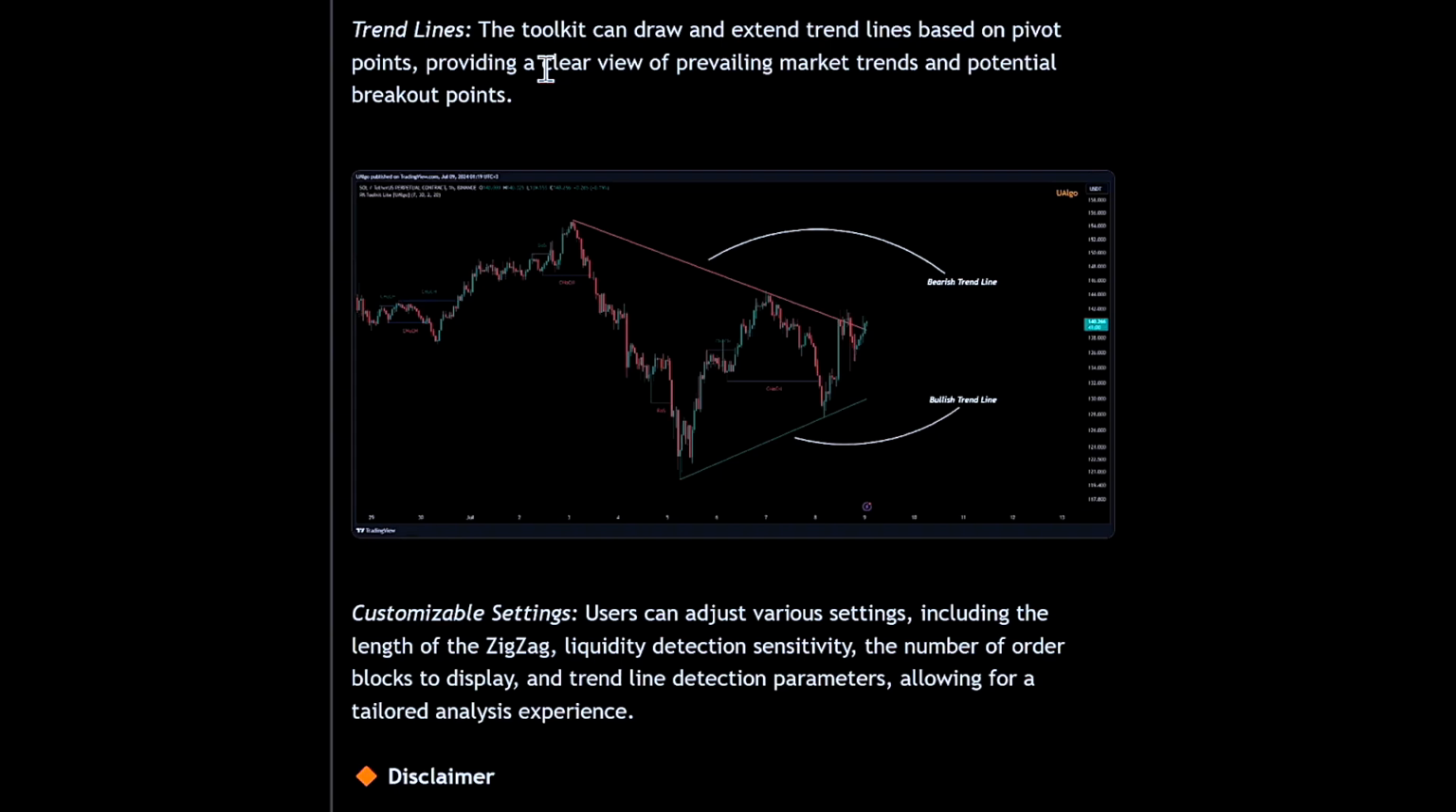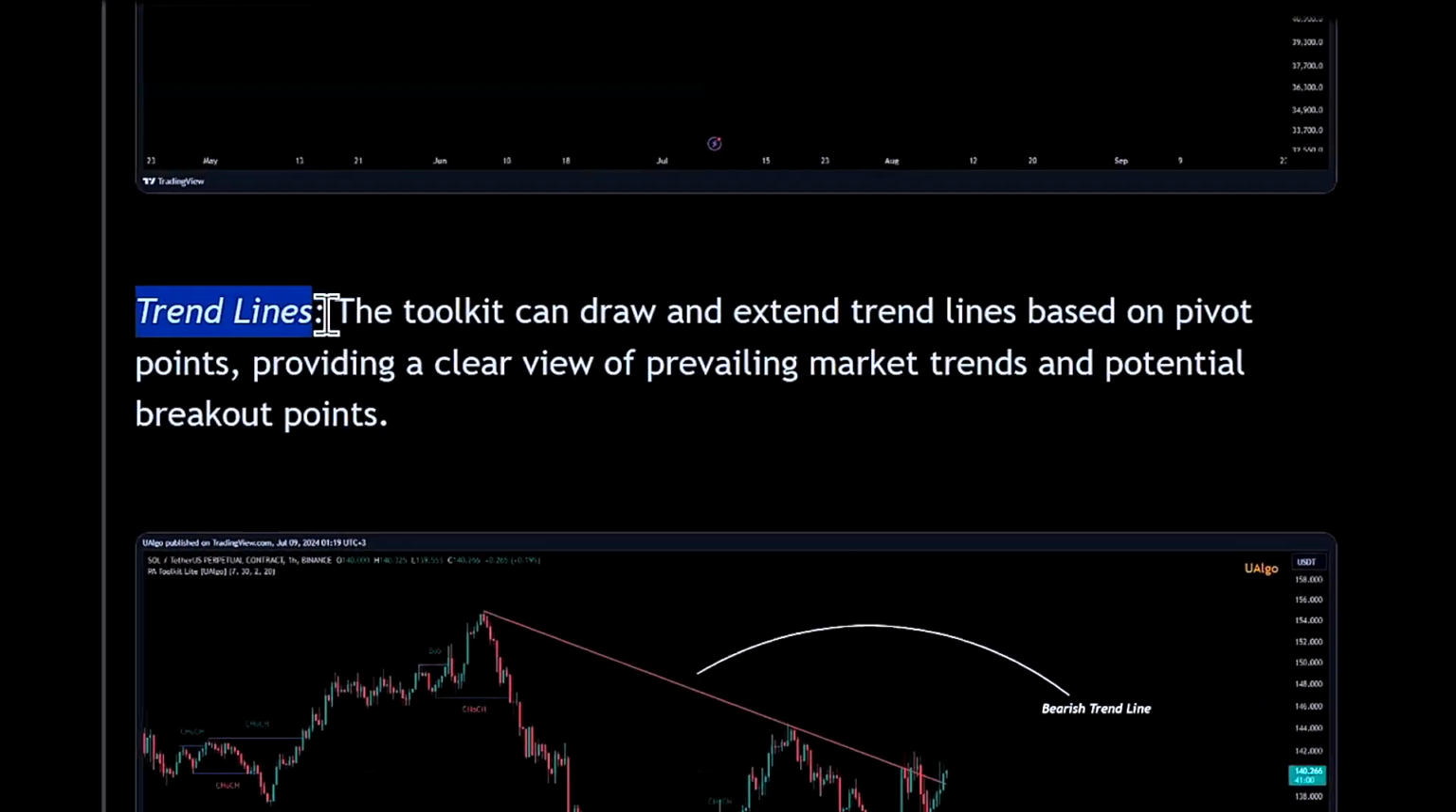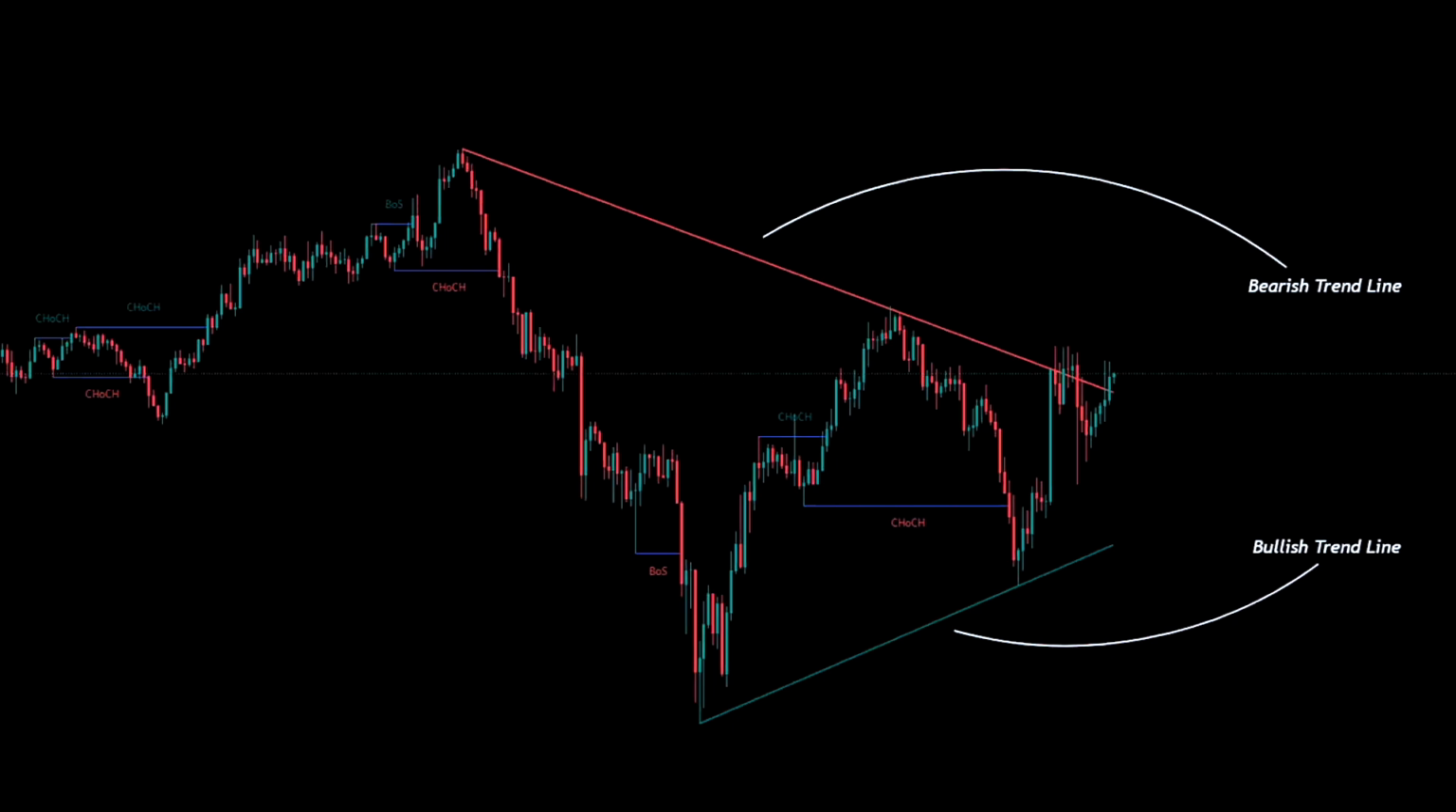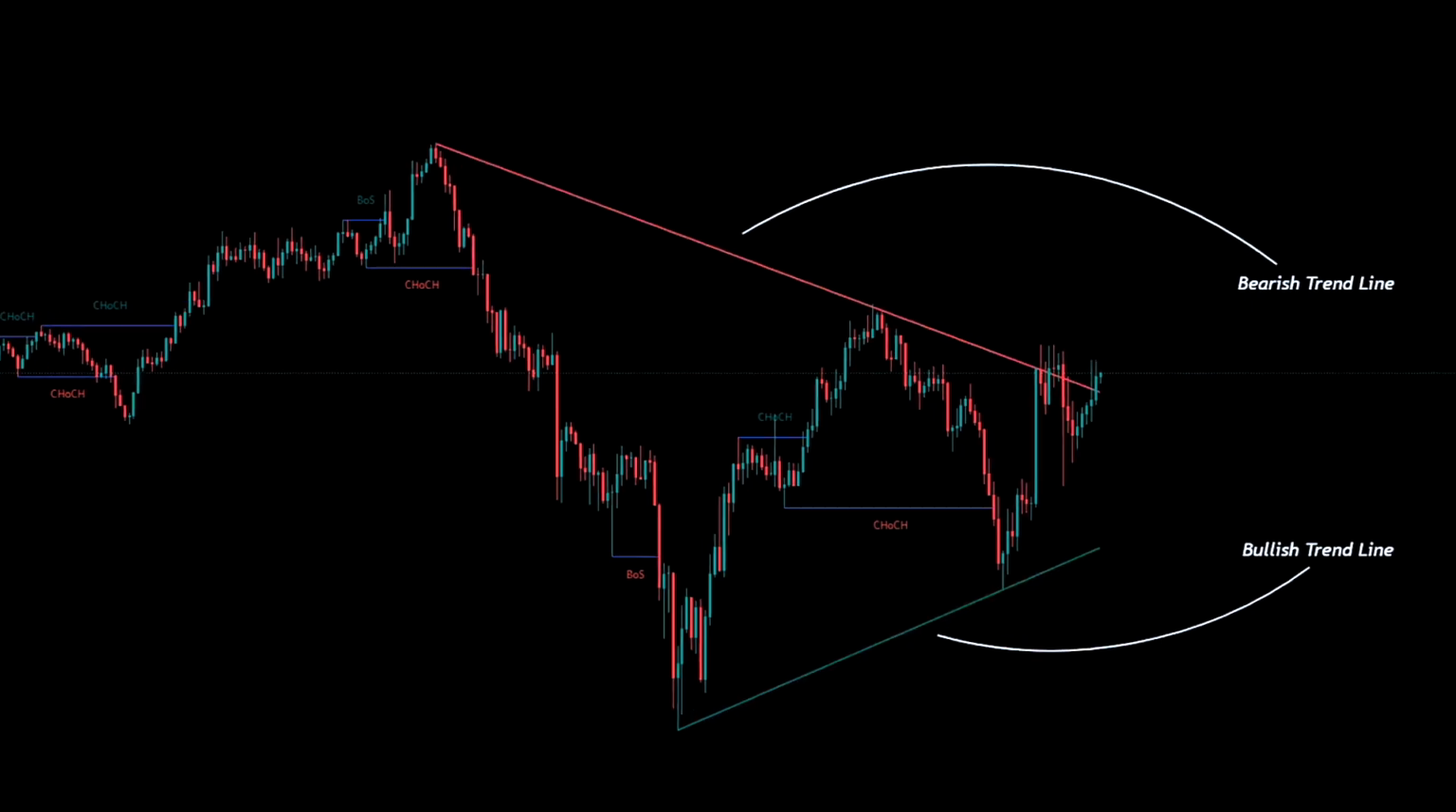Plus, the tool draws trend lines based on pivot points, helping you see the market's direction and spot breakout opportunities. When price keeps respecting a trend line, it confirms that level's importance.